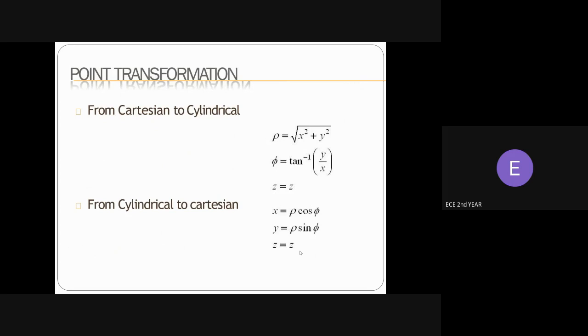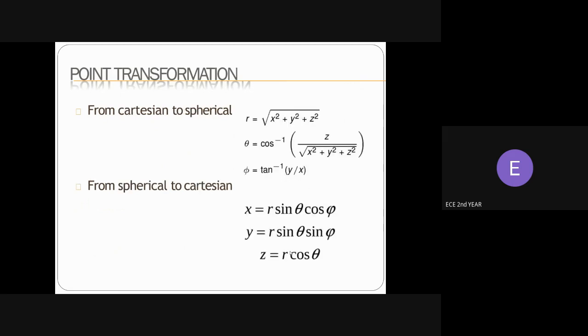First, from Cartesian to cylindrical coordinate system, the formulas are given here. We have seen all this previously. Rho equals square root of x square plus y square, that is the first one. The second one, phi equals tan inverse of y by x, and finally z equals z. And the second formula, from cylindrical to Cartesian: x equals rho cos phi, y equals rho sine phi, and z equals z. These formulas are really important if you want to convert a particular coordinate to the other coordinate system.